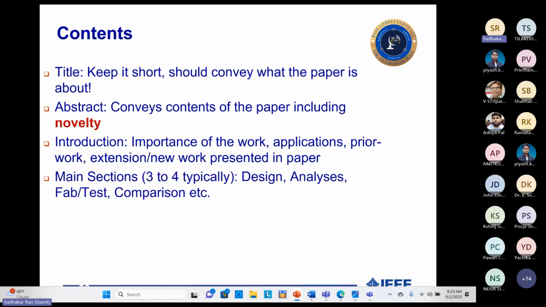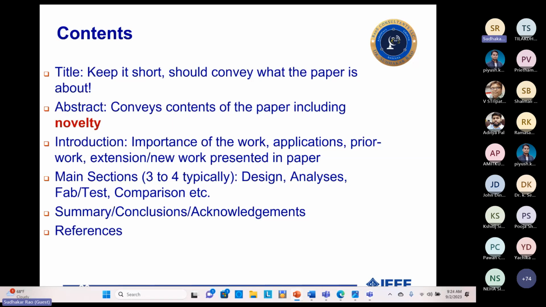Main section, typically 3 to 4, which takes care of design, analysis, test results, fabrication, and the comparisons with prior art. Summary, conclusions, and acknowledgements. And then references. I think don't just add the references for the reference sake, but really the papers which give value to your paper and which you referred. Sometimes people tend to give like 50, 60 references, whether they referred or not. So it's not a good habit.